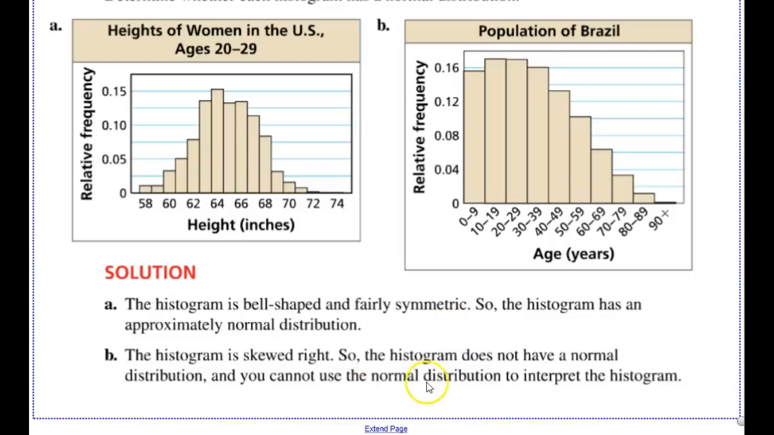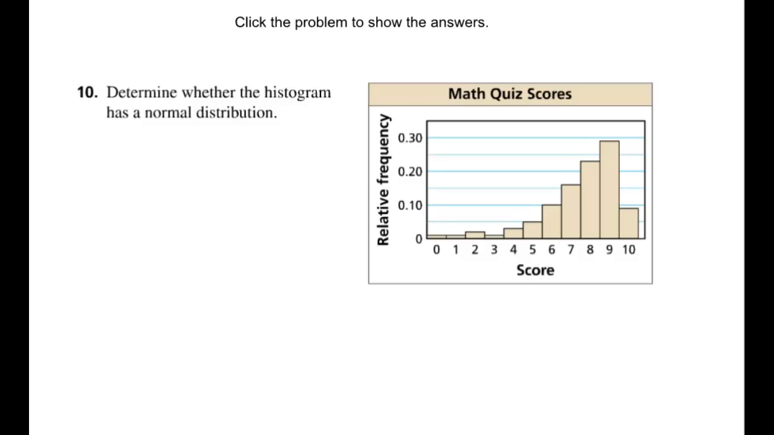So I can't use my normal distribution and I cannot use z-scores to interpret the histogram. I have to find other ways to look at this data set. Whereas this first data set, since it was normal, I could find standard deviations and z-scores to analyze it. So now here's your last monitoring progress. What do you think about this graph? Is this normal or not?